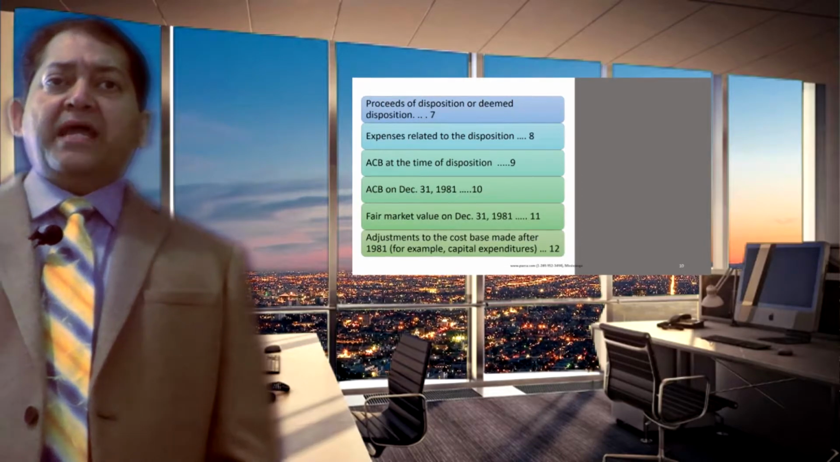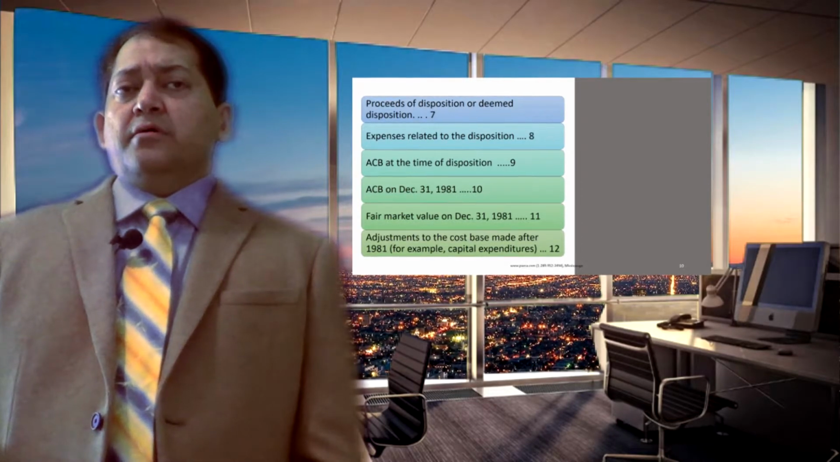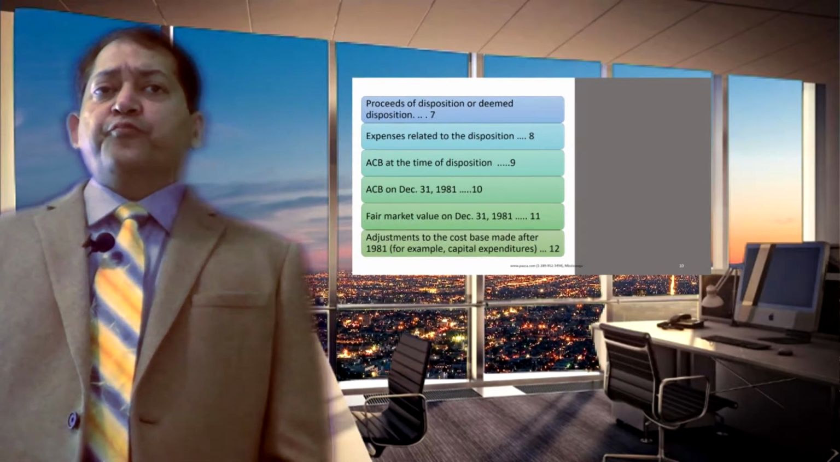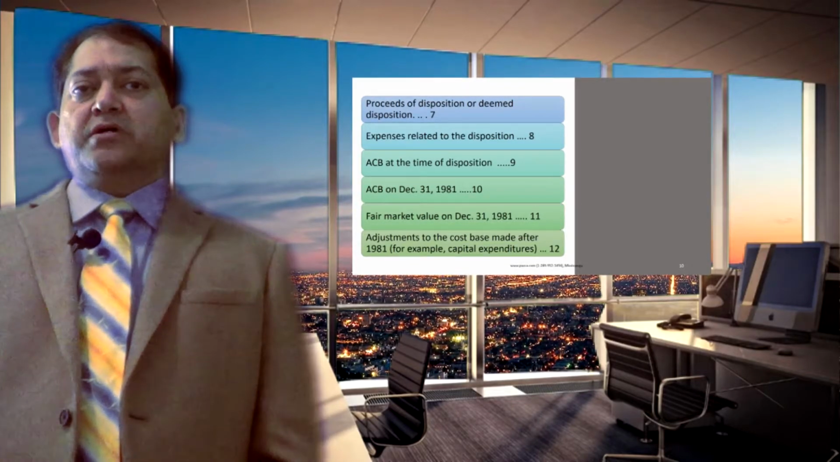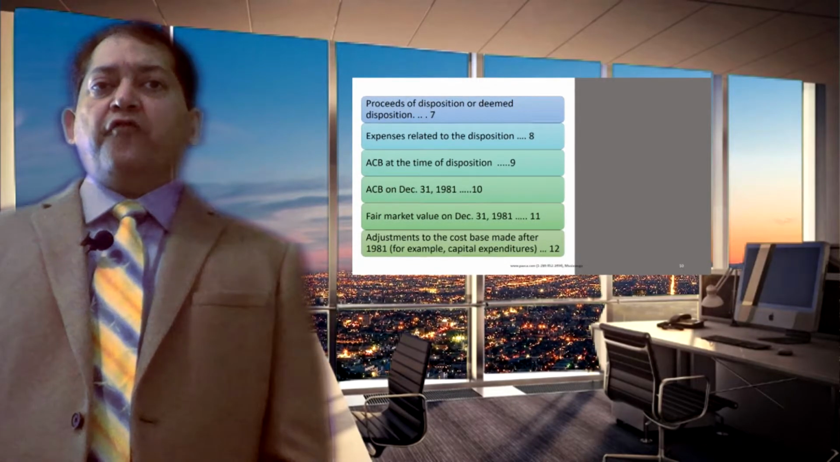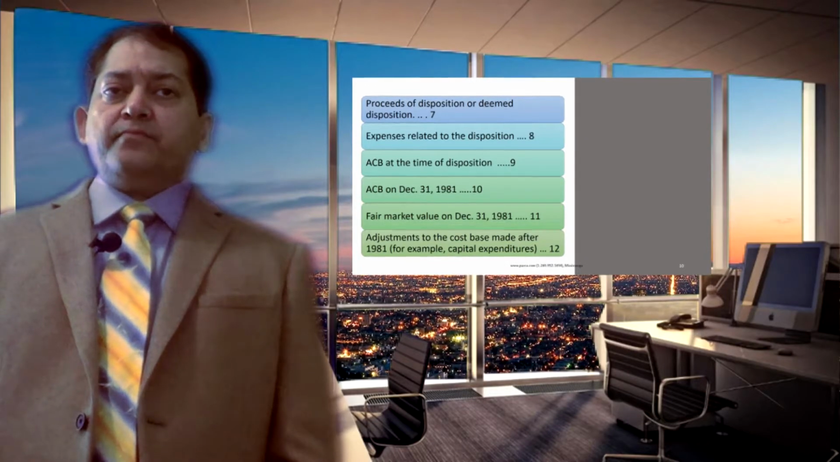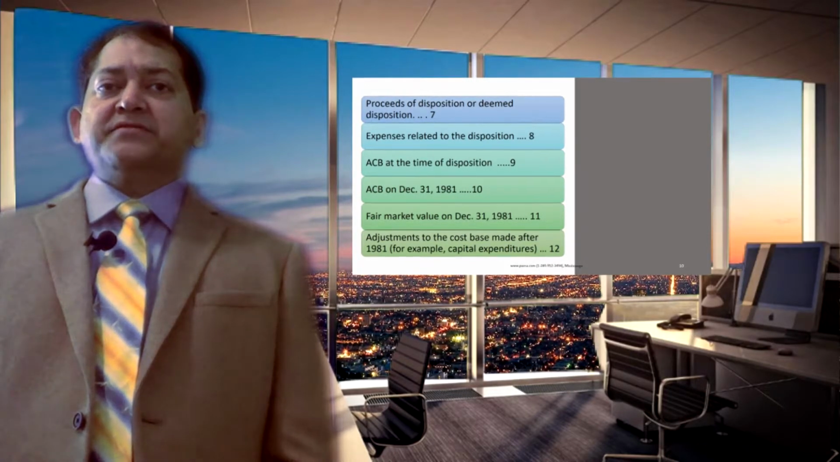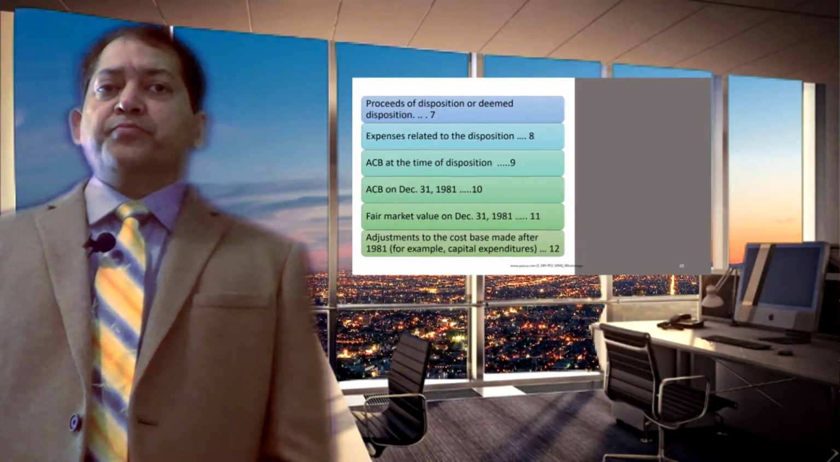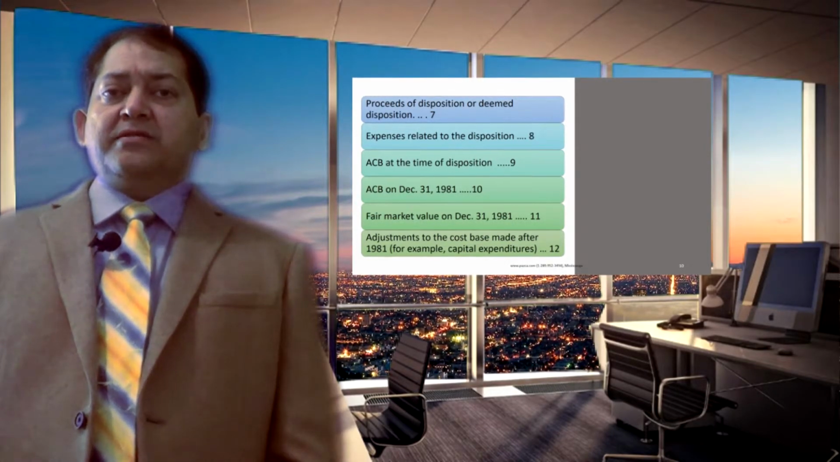Now, on line 7, you have to put the value of proceeds of disposition or deemed disposition. On line 8 of the form, you have to highlight expenses related to the disposition. Similarly, on line 9, it is the adjusted cost base at the time of disposition that has to be mentioned.